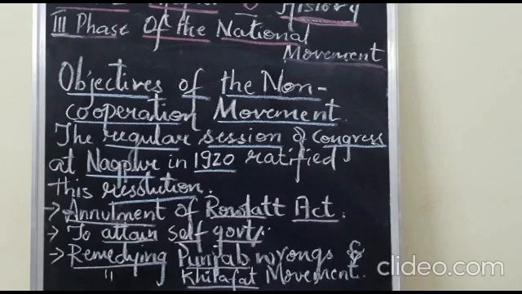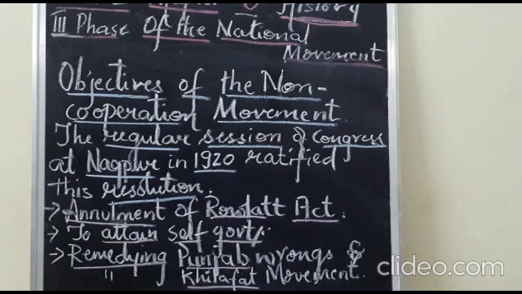Name the two leaders of the Khilafat movement: Ali brothers, Shaukat Ali and Muhammad Ali. Why was the Rowlatt Act passed? It was passed in order to suppress the uprising national movement. When was it passed? In the year 1919.